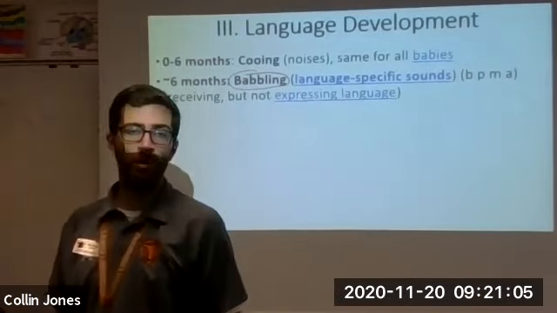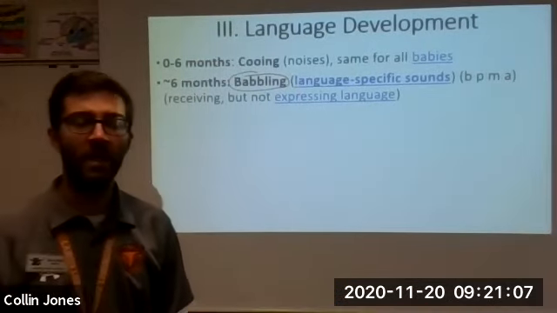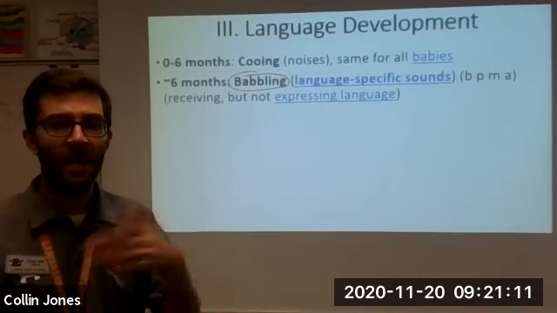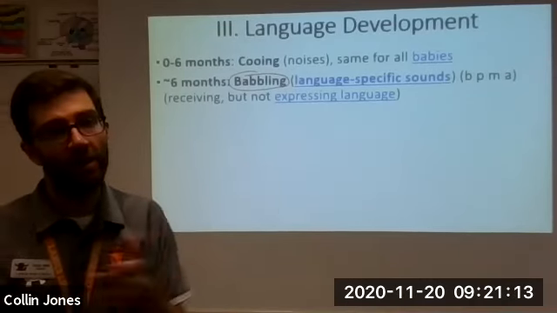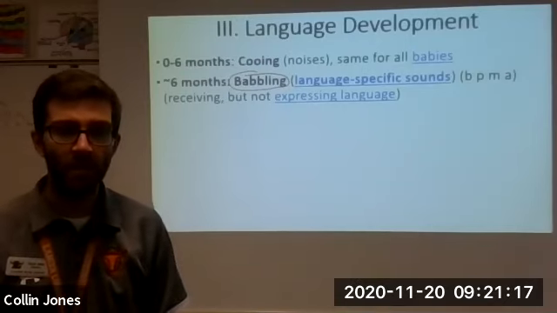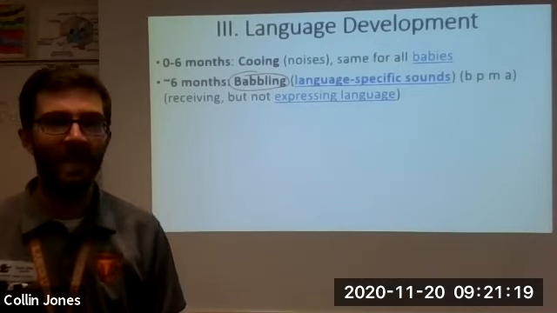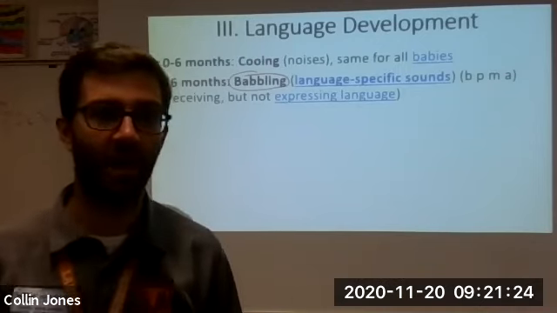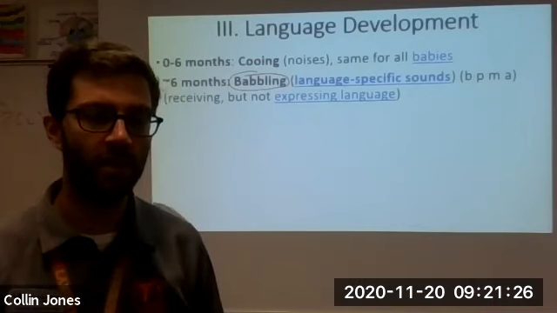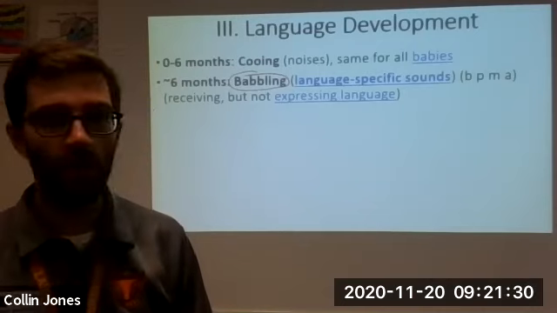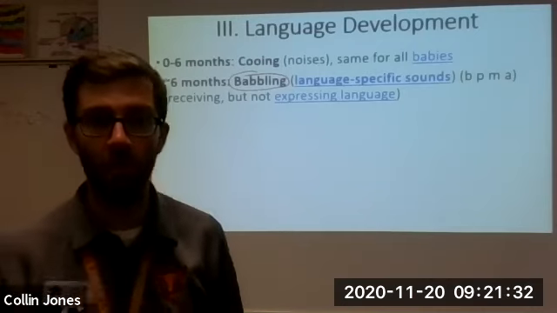So if a baby has grown up speaking English, they will make English sounds. If a baby has grown up hearing Mandarin, the sounds they make starting at 6 months will sound like Mandarin characters, right? I had a student once who said that they had a younger sibling who was 9 months old, and that younger sibling would just sit there going, rolling their R's.